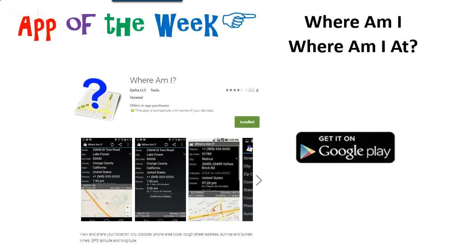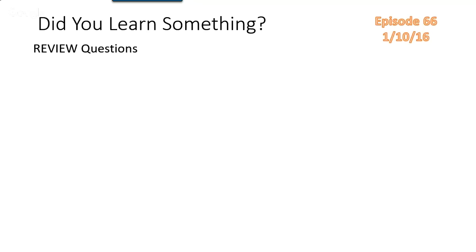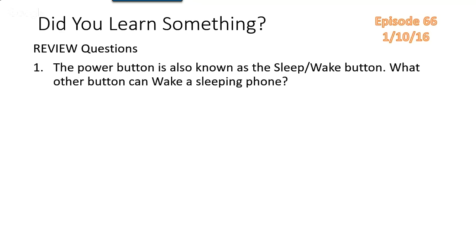And you can also share your location. All you have to do is bring up Where Am I? It shows you where you are. Tap the share button, and you can email your location to somebody who you're inviting over. Very cool. So our app of the week is Where Am I for the Android and Where Am I At for the iOS. Well, did you learn something? I know I did.